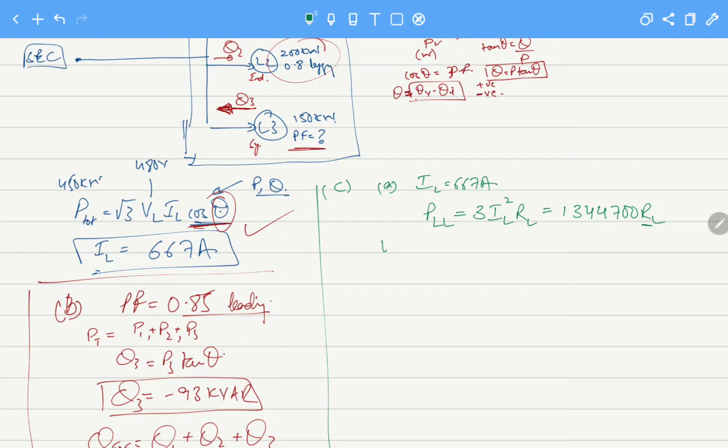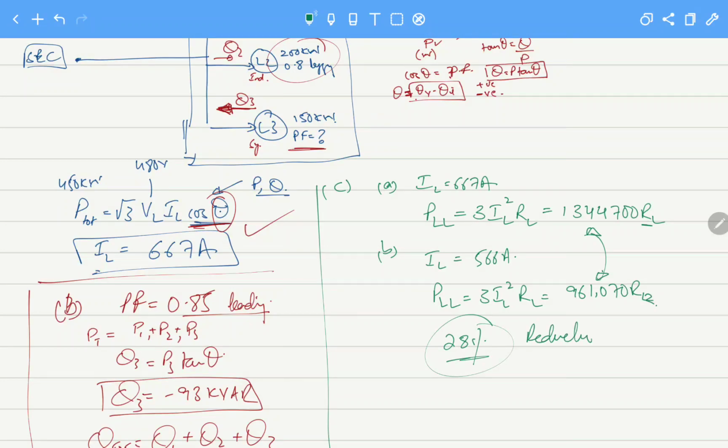But for part B, when the line current has decreased to 566 amperes, PLL will now be 3 IL² RL. This becomes 961070 RL. And if we make the comparison between them, how much percentage reduction? So 28% reduction has been seen in the transmission line losses by adjusting the excitation of the synchronous motor.